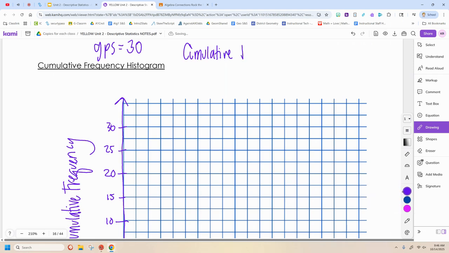Cumulative frequency histogram for GPS prices. So kind of redundant, but if someone doesn't understand what you're doing, then they might think that there's 30 GPSs that are between 395 and 451. Okay.